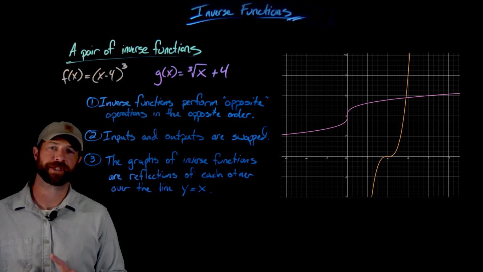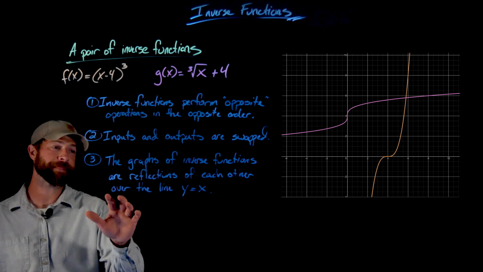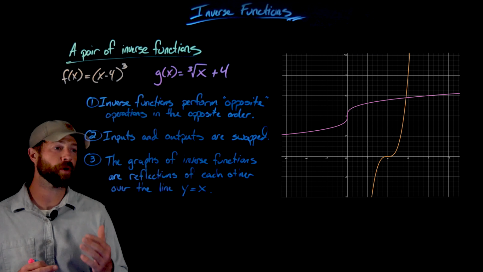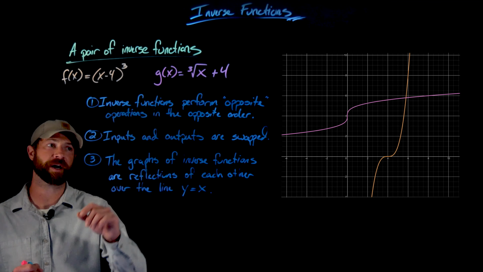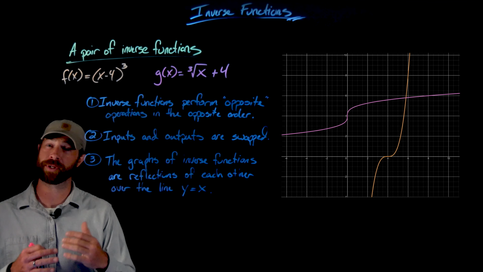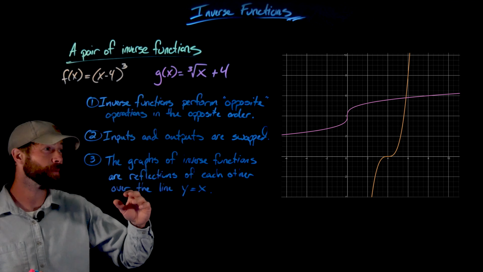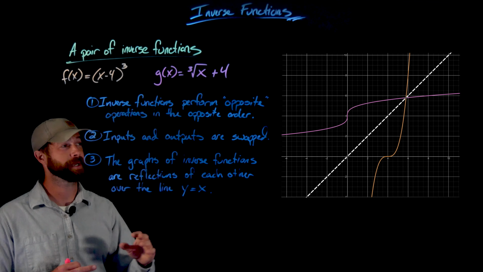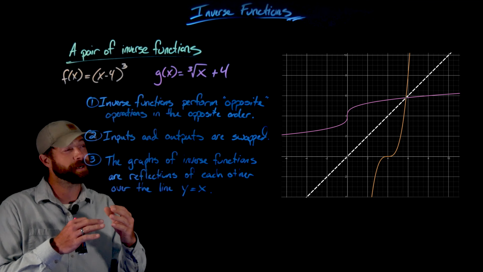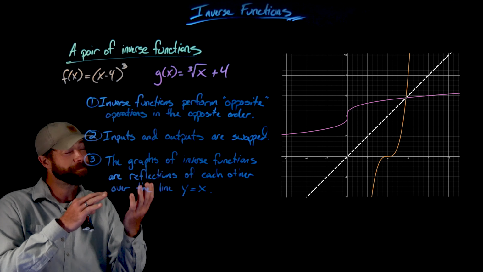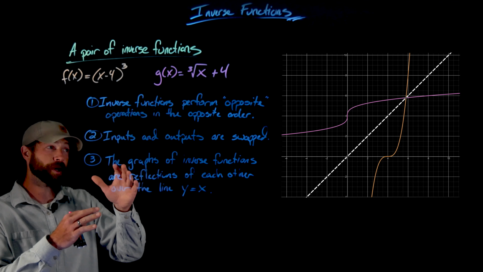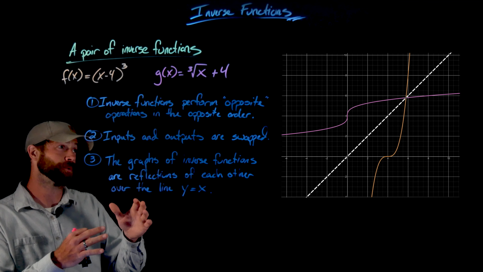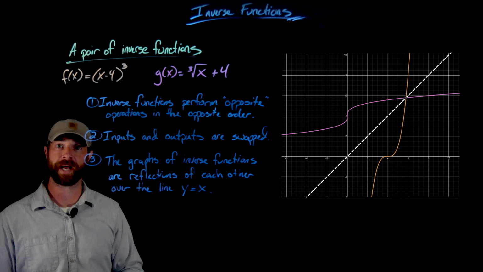Two things about this. First of all, again, this statement about them being reflections of each other over the line y equals x is a consequence of their outputs and inputs being swapped. Also, I want to superimpose here the line y equals x, this dotted line right here. Maybe that can help you see that if you reflected the image of one of those graphs over the line y equals x, it would result in the other graph.